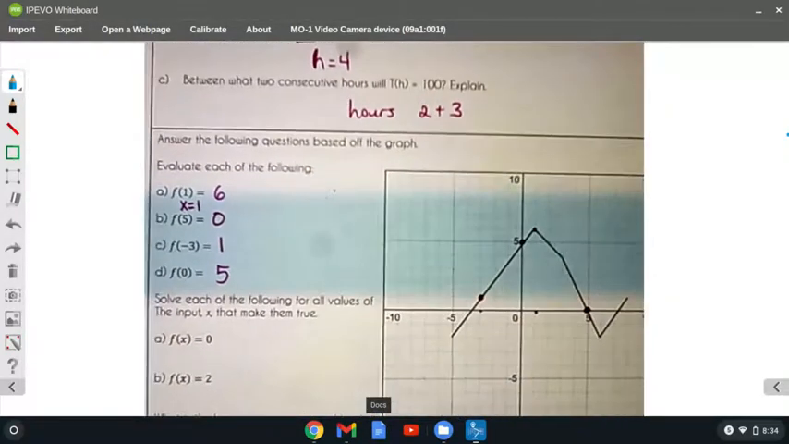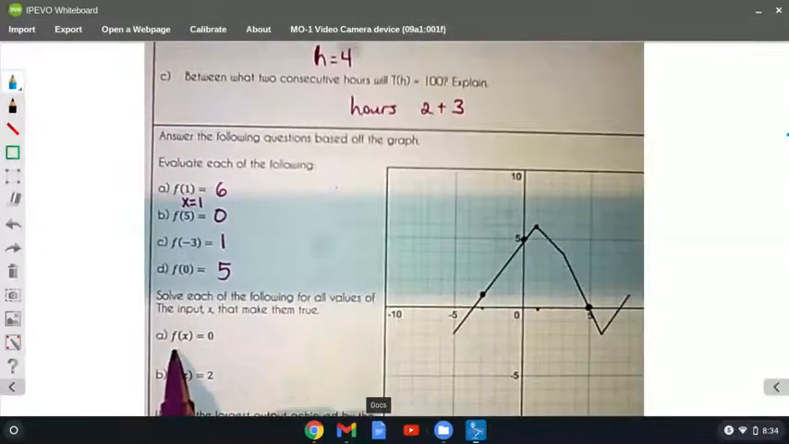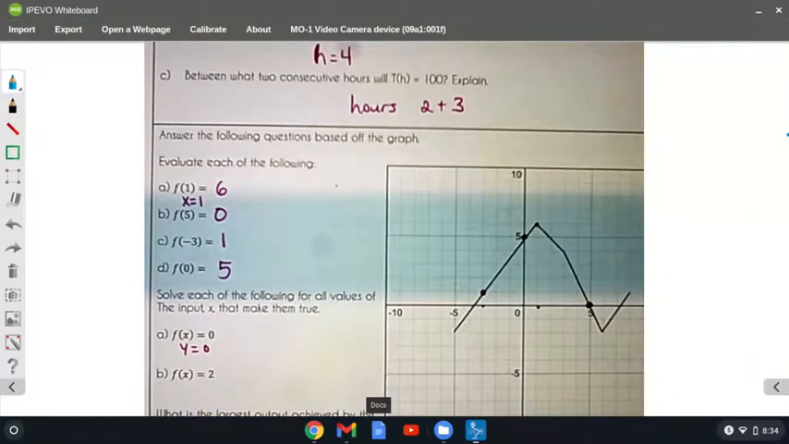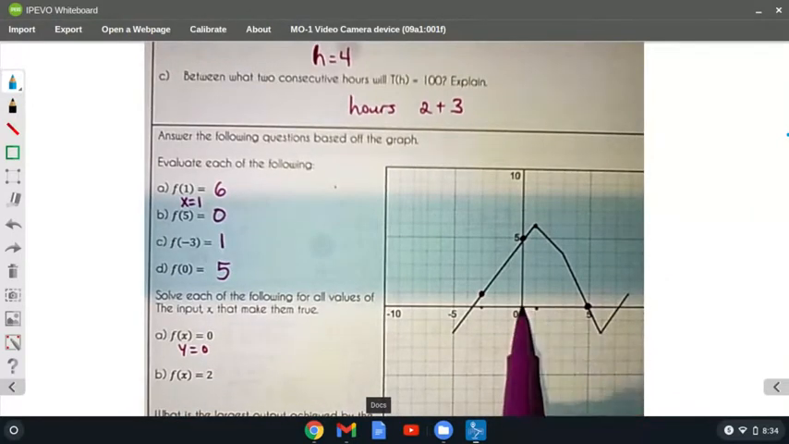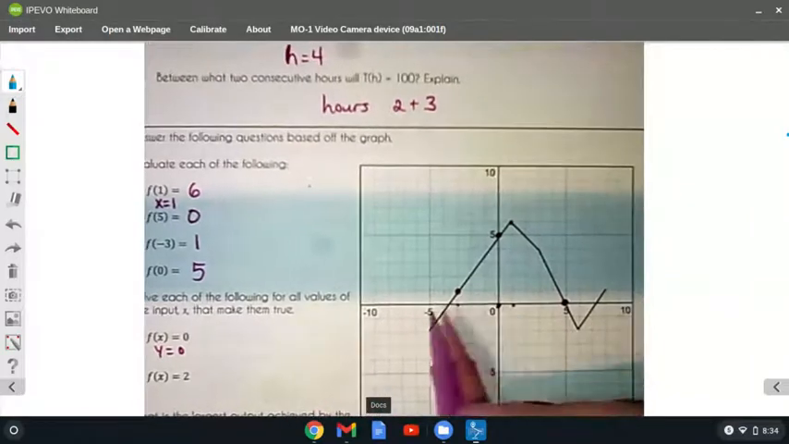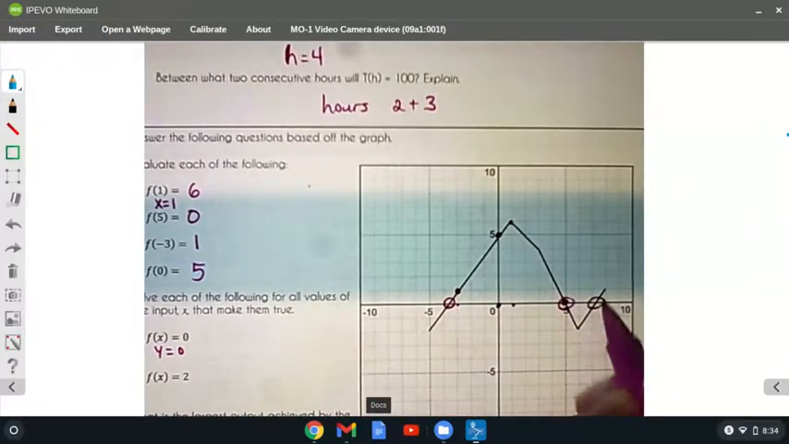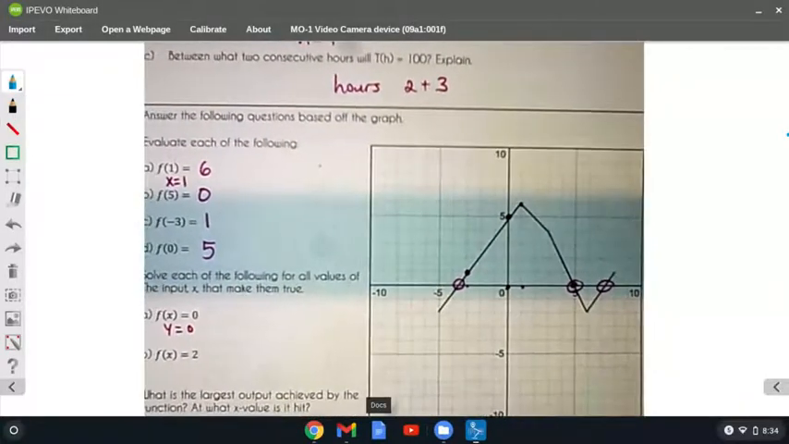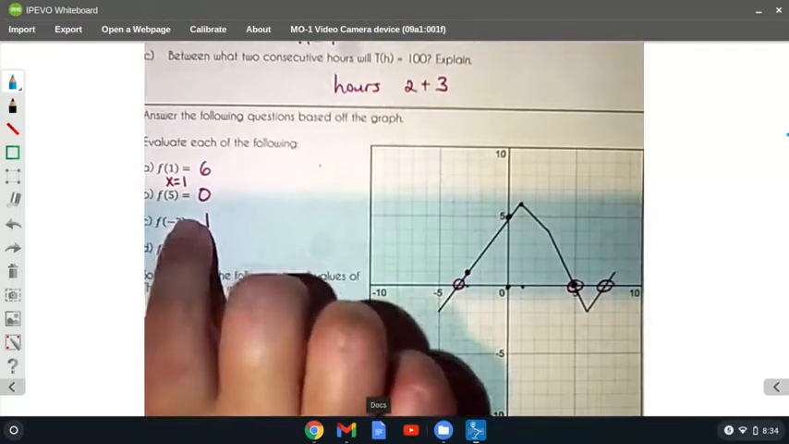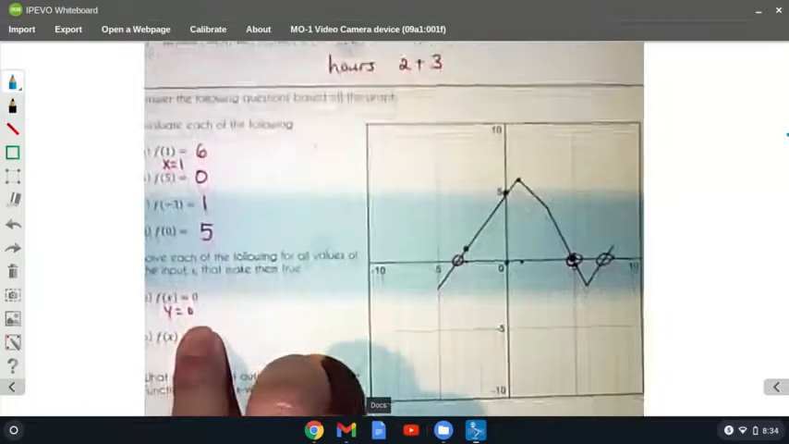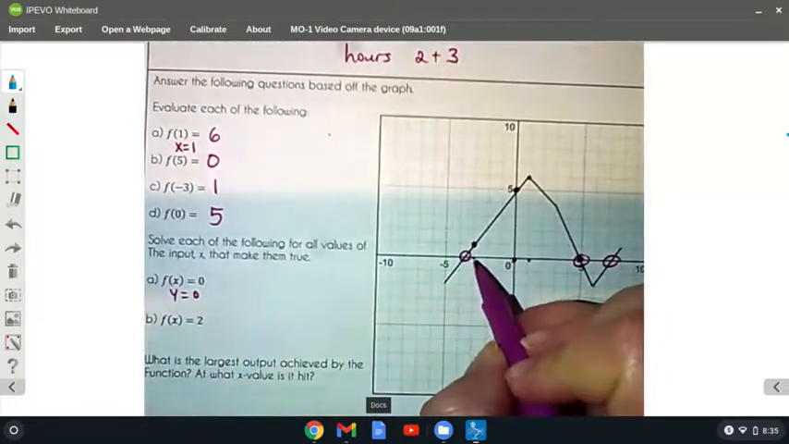Solve each of the following for the input x. So now they're giving us the y value. So here they're just saying, y is 0, find me the x. So when y is 0, that's anything horizontal on the 0 line. So I actually see 1, 2, 3 possible answers here. You can have more than one answer, okay? If you have more than one answer for one of these, it means it's not a function.